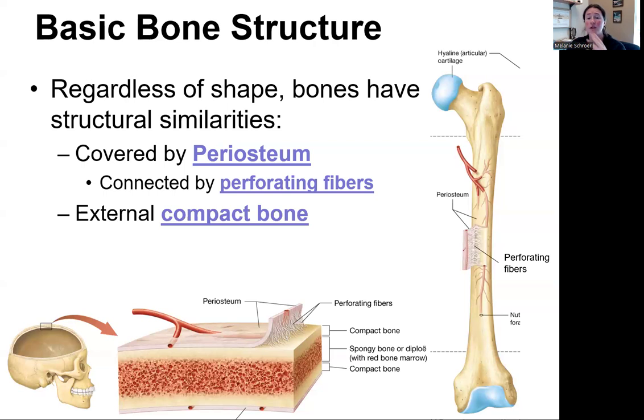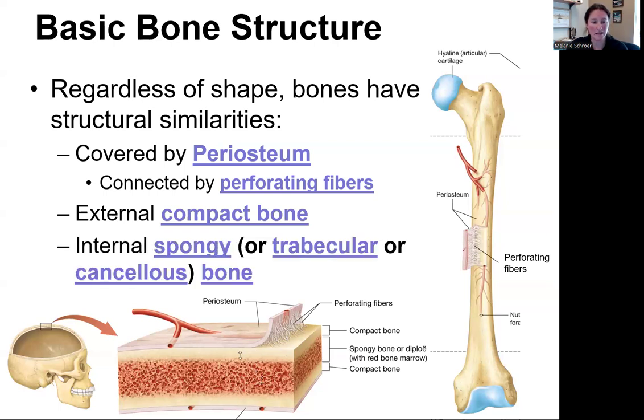All bones, regardless of shape, are surrounded by a shell of compact bone. So here we can see the more solid structure is compact bone, and inside it's spongy bone. Now, just like pretty much everything else in anatomy, we have multiple names for spongy bone. We can call it trabecular bone, named after these little riblets of bone called trabeculae. We can also call it cancellous bone. I'll refer to it as spongy bone, though, because that's the easiest.